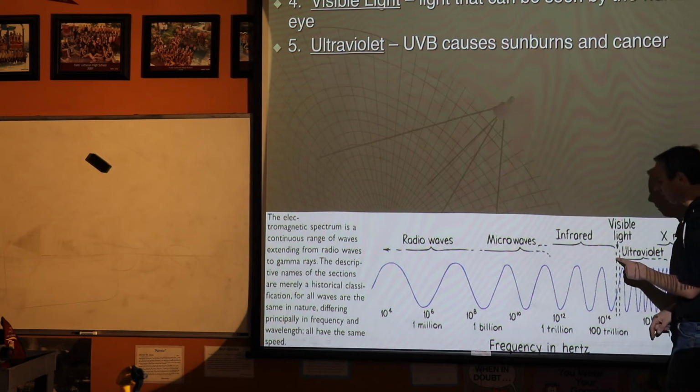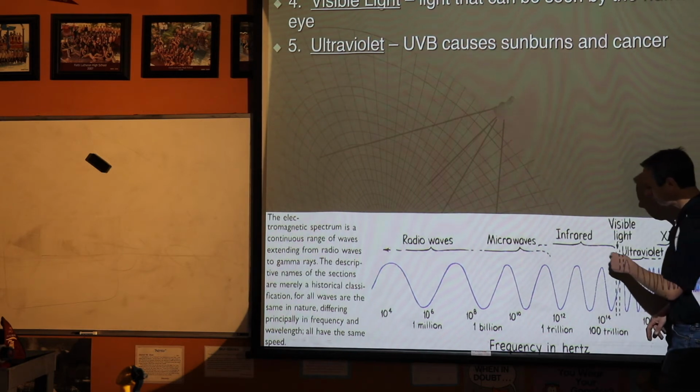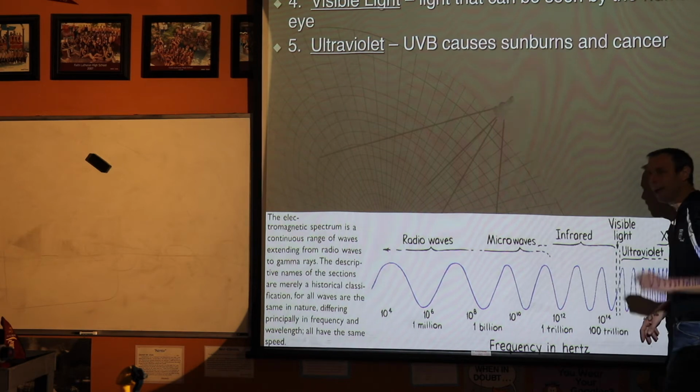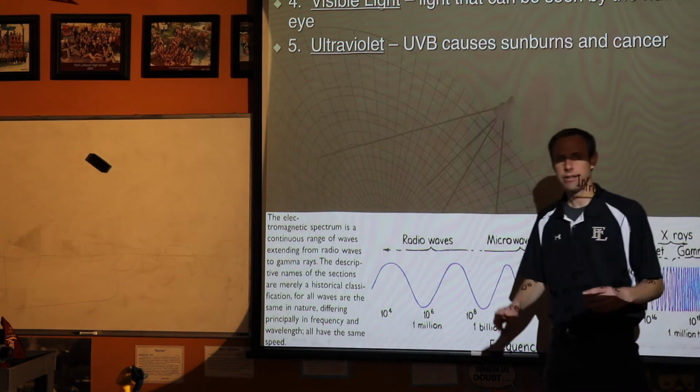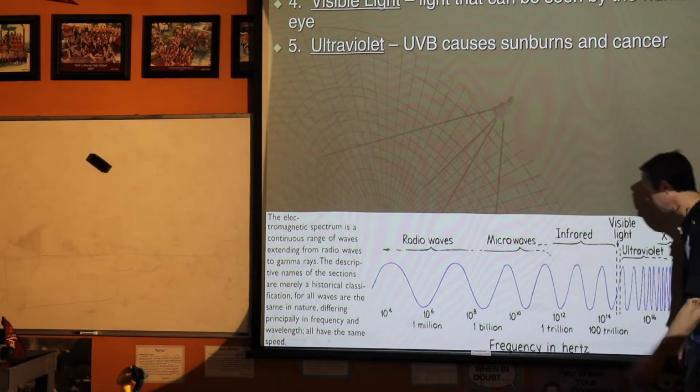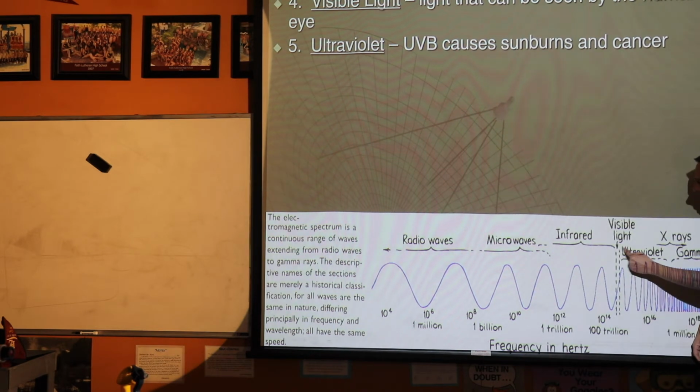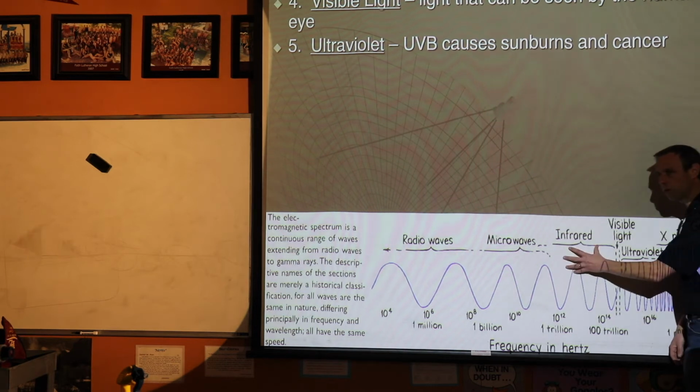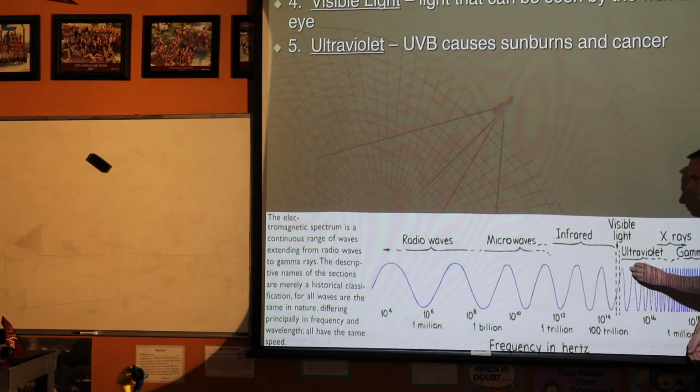So they named red's neighbor infrared. And the last color in the rainbow is violet, and they named the guy right next to it ultraviolet. So this light is so red you can't see it. This light is so violet you can't see it.